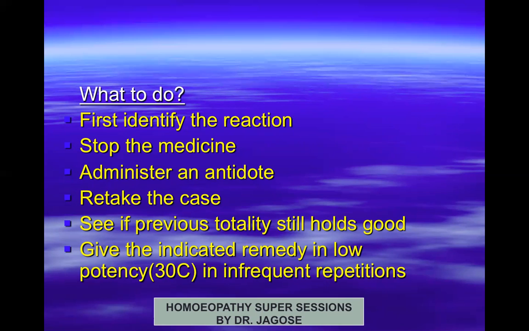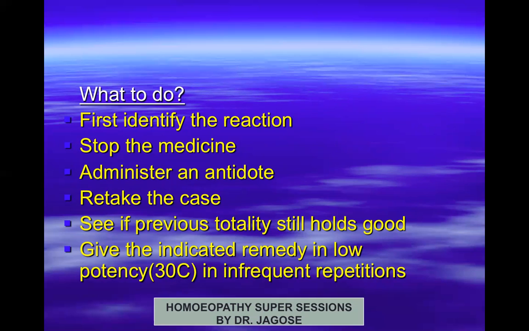Then you can administer an antidote. An antidote can be administered in two ways. Number one, whatever remedy you have given, you can open up Boericke's Materia Medica and see the remedy relationship table of Gibson Miller, and under the antidotal heading of that remedy, see which remedy fits the patient well, an antidote. Or you can also use the universal antidote like Nux vomica, Coffea cruda, and Camphora.